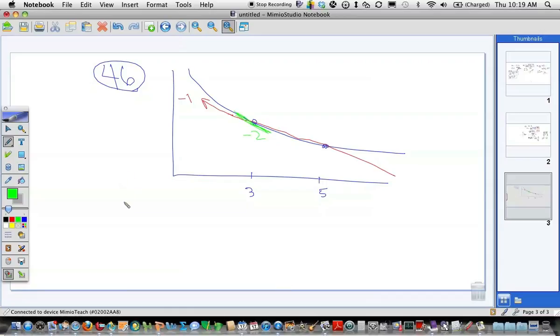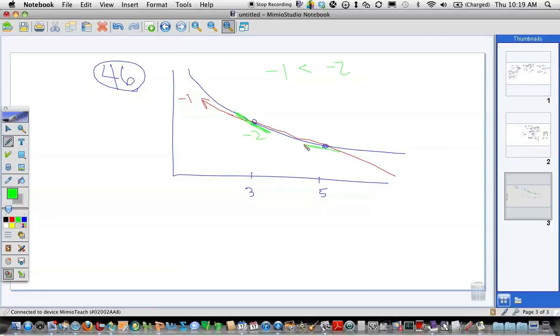Okay? So is negative 1 less than negative 2? No. Right? Because that whole less than thing gets muddy when you're talking about negatives. The slope at 3 is steeper. Negative 2, but is negative 1 less than negative 2? No. Okay? And then how about at 5?